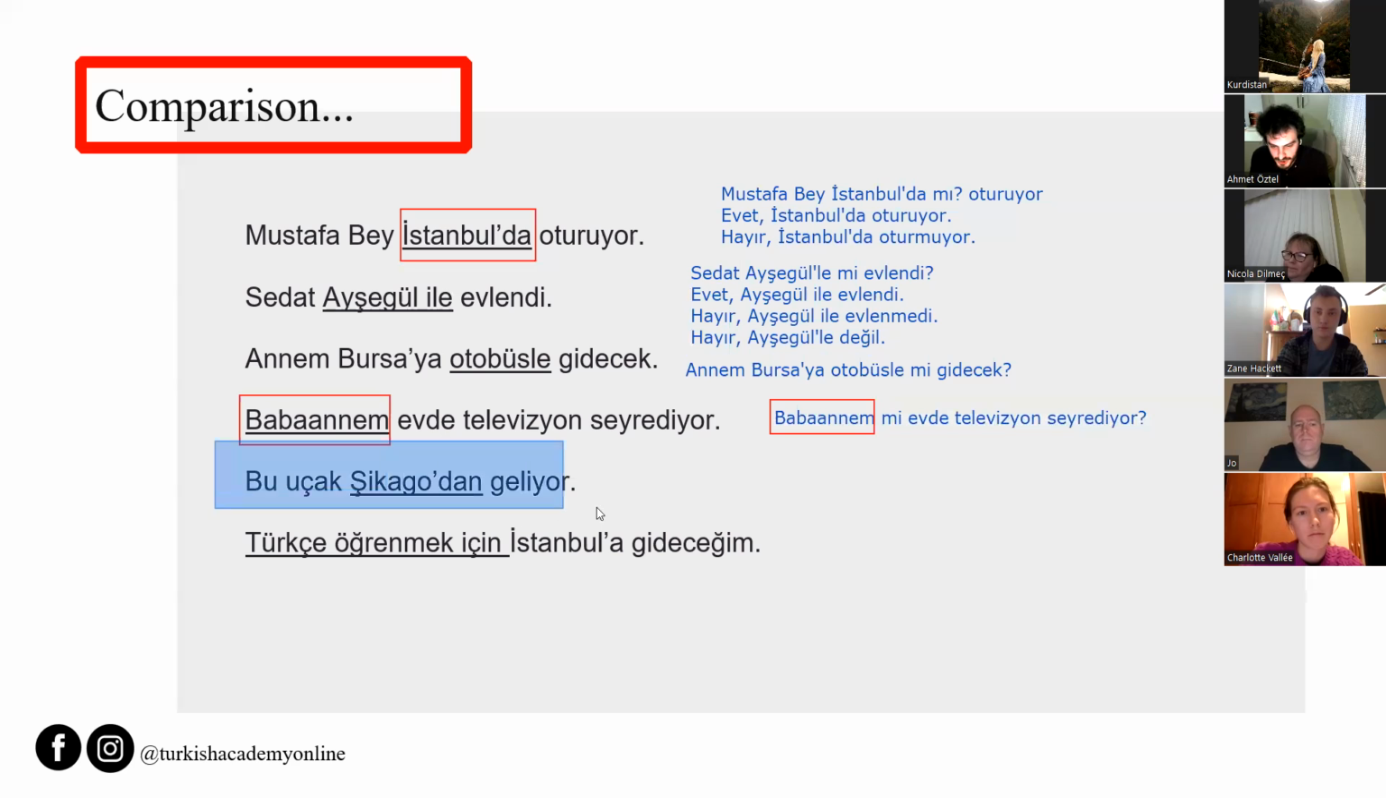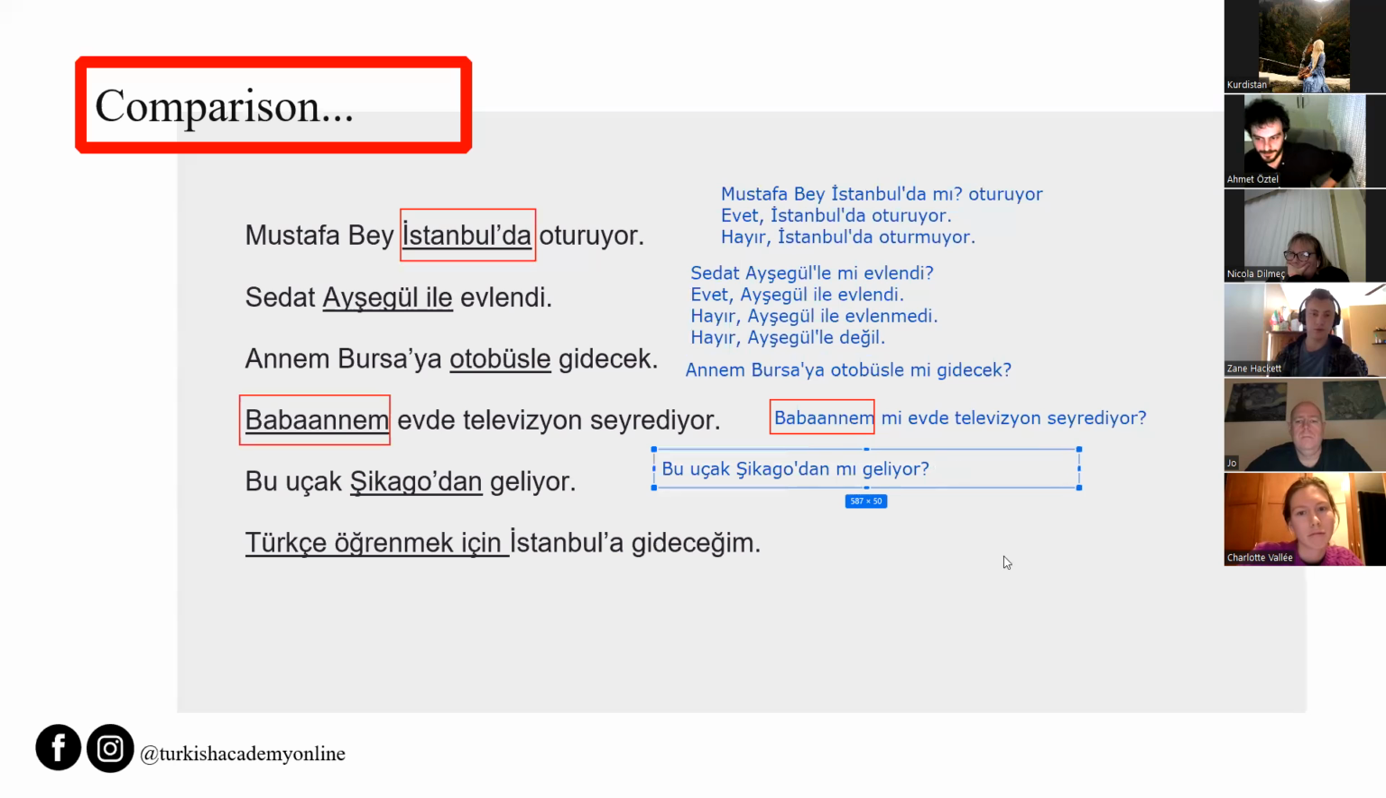Evet. Chicago. Zayn. Sorry. Bu uçak Chicago'dan mı geliyor? Çok güzel. Zayn, I'm going to ask you a different question in this one. Do you think this is a confirmation or like a surprise question? Probably a confirmation. Right, because this information is quite important if I'm waiting for someone that is coming from Chicago. And I'll be like, oh, is this coming from Chicago? So yeah, I'm confirming the information.